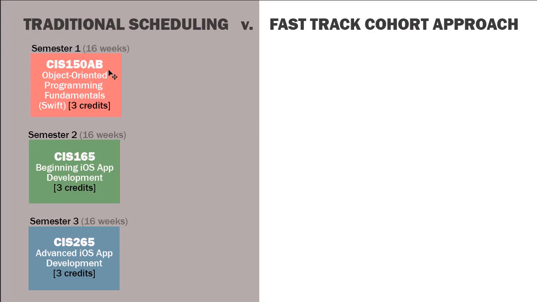So traditionally, we would teach that course over 3 semesters. You would take Swift Programming Fundamentals. The next semester, you would take Beginning iOS. The next semester, you would take Advanced iOS. Each one of these would be 16-week courses traditionally, which means, with the summer break, it's going to take you 16 months to get through this track.